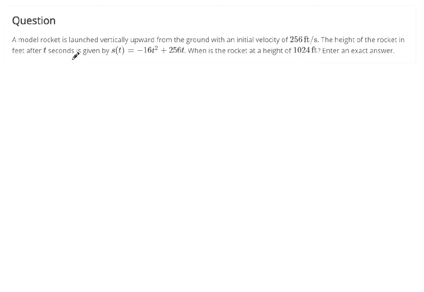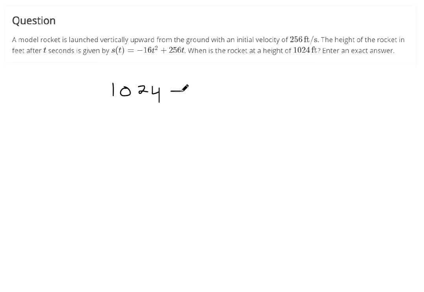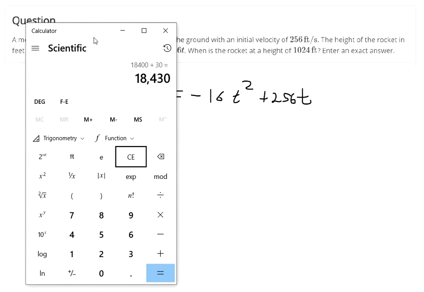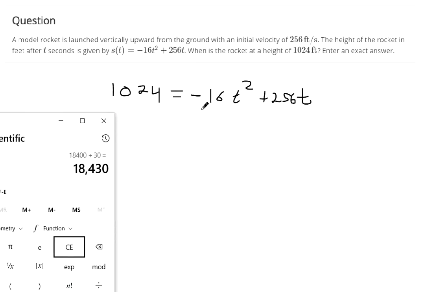No calculus here. This is a function that tells us a height, so you just plug in 1,024 feet for s of t, and then solve that like you would a normal quadratic. I think you can divide everything by 16, and I'm looking at t squared. That's the thing I like to reduce. I'm going to divide everything by negative 16 because I like to keep the leading coefficient positive.